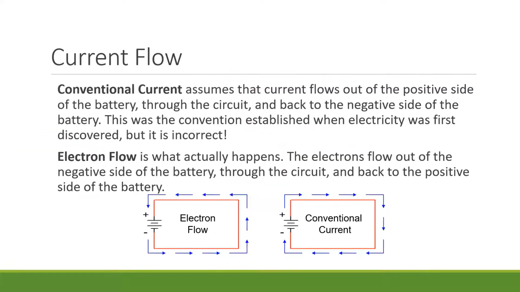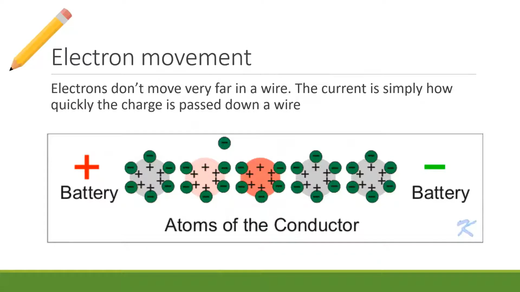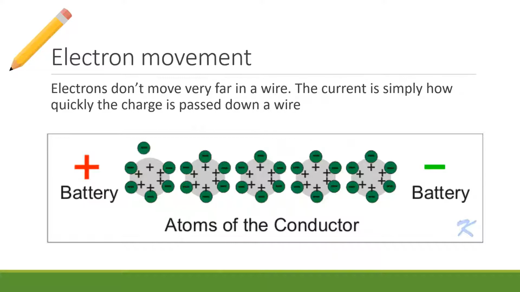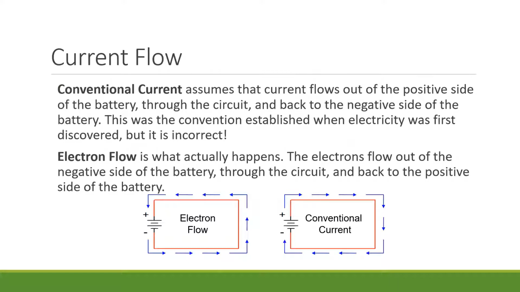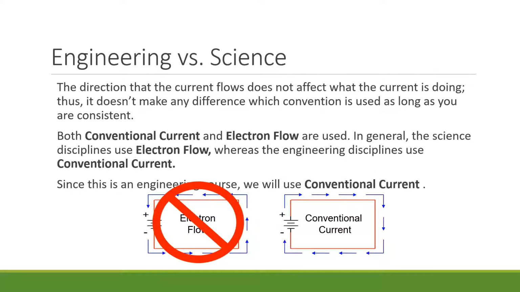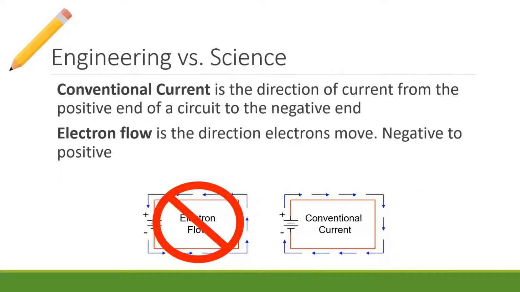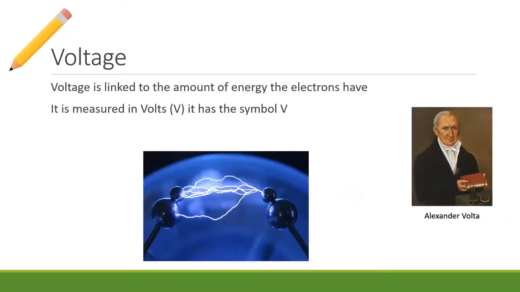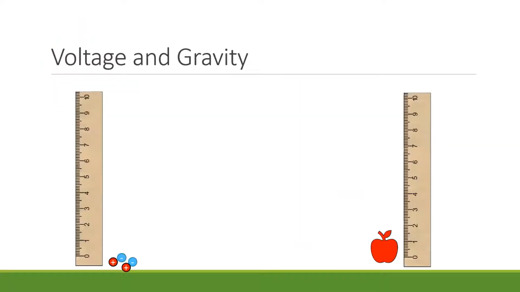We briefly talked about how the electrons actually don't move very far down a wire, and it's actually the charge that moves down the wire quickly. Then we talked about electron flow versus conventional current. Conventional current is the one we're going to use, which comes out of the positive and goes into the negative, even though that's not the direction the electrons actually move. Then we talked about voltage, which is the amount of energy the electrons have, how much push they have.